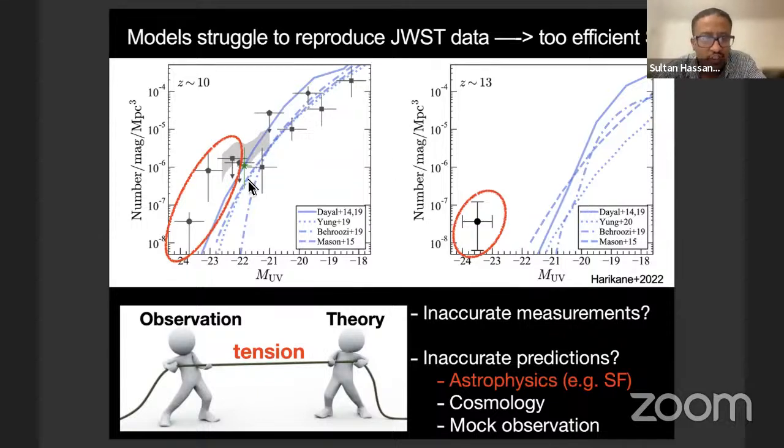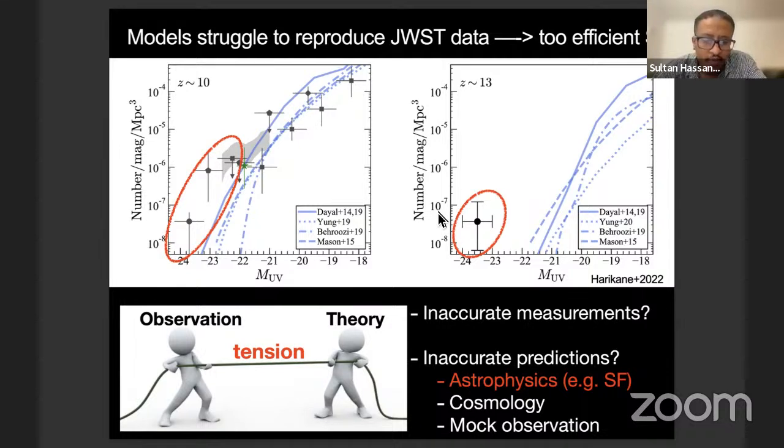We have the detection of these bright sources. This is the luminosity functions at redshift of 10 and 13. And we see that most of the models, regardless of the recipe you use, fail to reproduce these results, right? And most likely what is needed for the high redshift regime is very efficient star formation. Then the question is how do you get that? So we have a real tension between the theory and the observation.